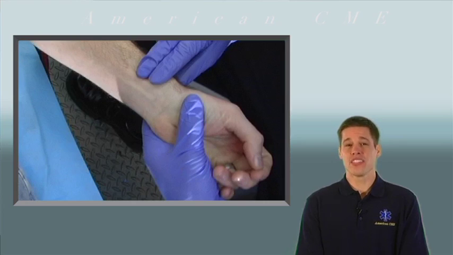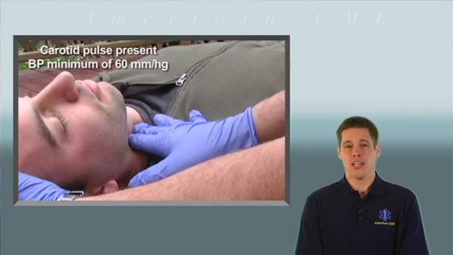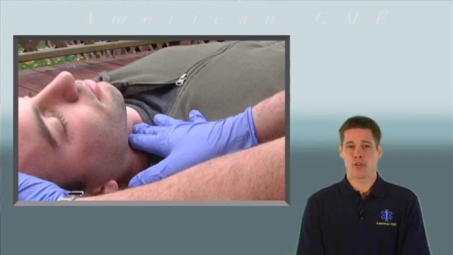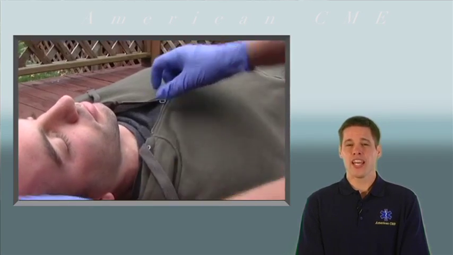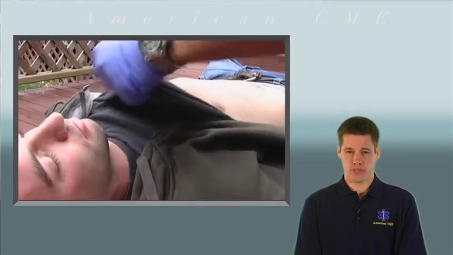If a radial pulse is not found, the care provider should then check for the presence of a carotid pulse at the neck. If a pulse is felt at the carotid, the patient's systolic blood pressure is more than likely at a minimum 60 millimeters of mercury. Typically, for any unresponsive patients, it is recommended that the care provider directly feel for a carotid pulse.